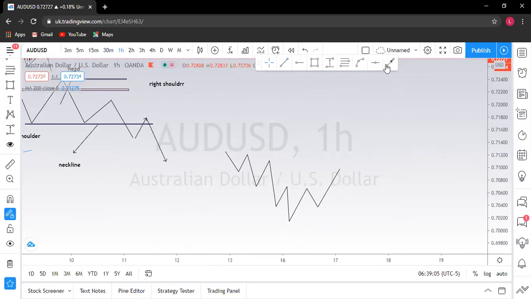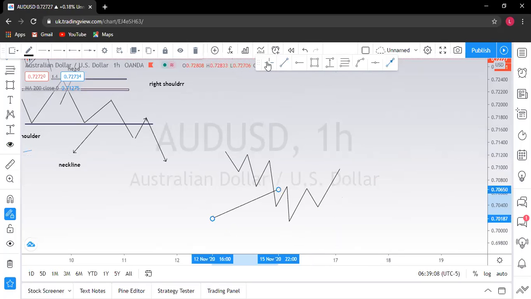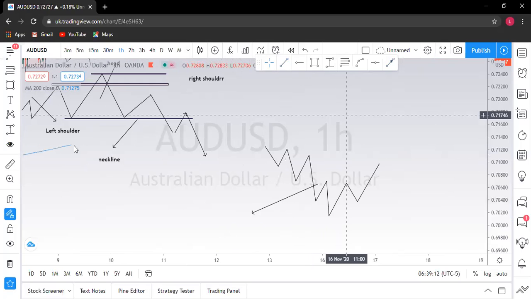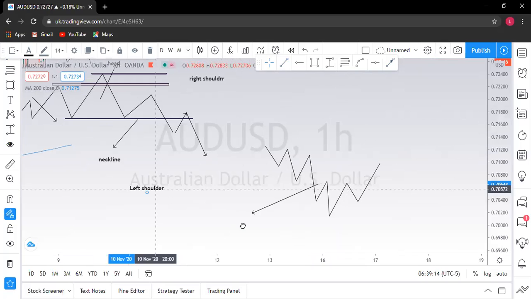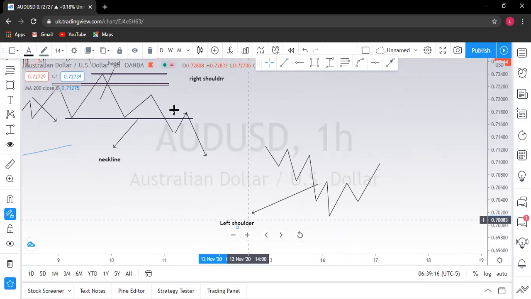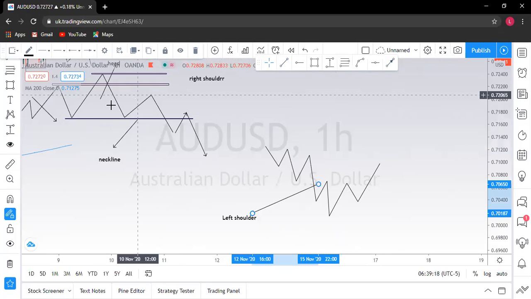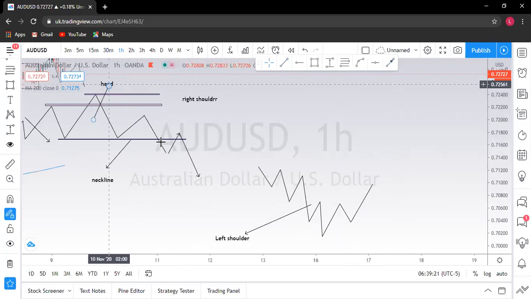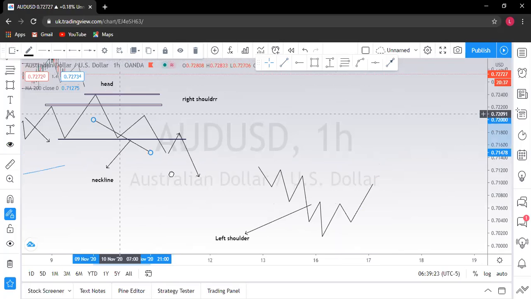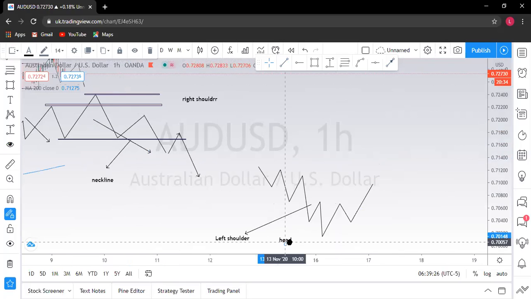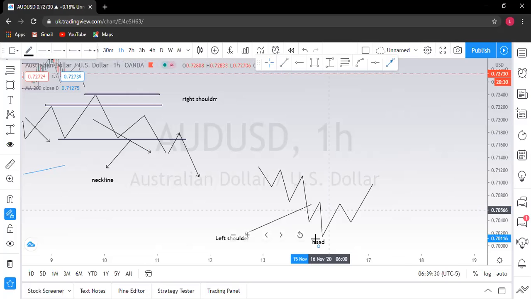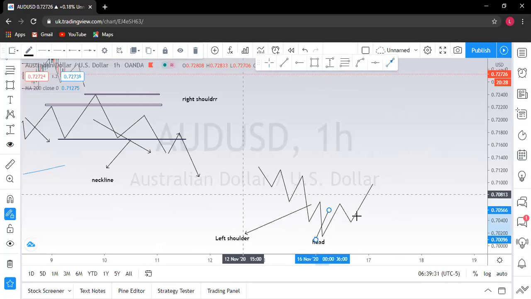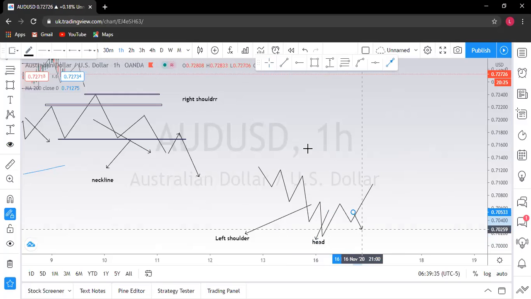So this is the left shoulder. Let me just take it from this place. This is the left shoulder. This is the head. We can actually screenshot them. We can go back so that you can screenshot the one I did for the head and shoulder. So this one is inverted. And this is the right shoulder. Let me pick it from here. This is the right shoulder.